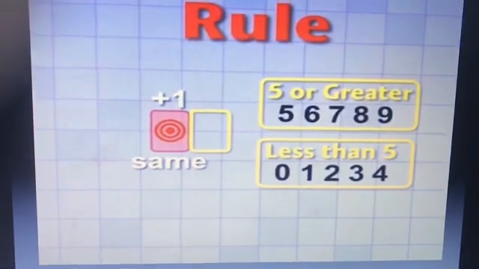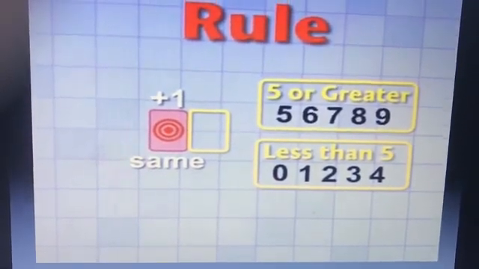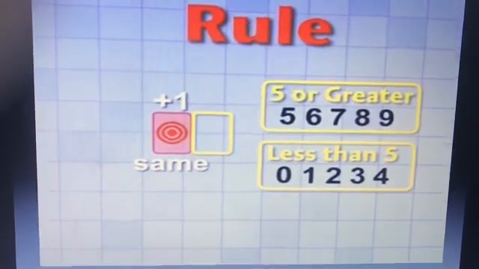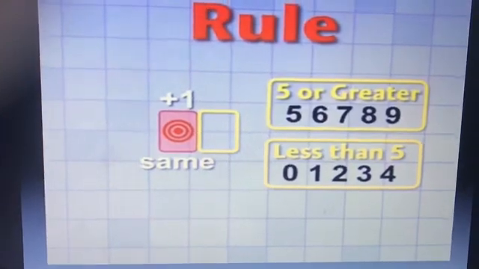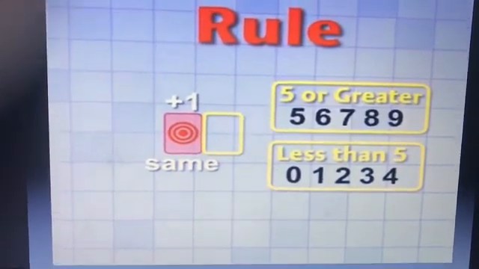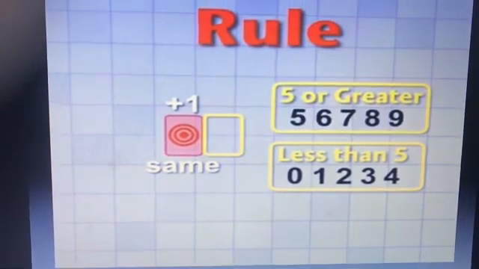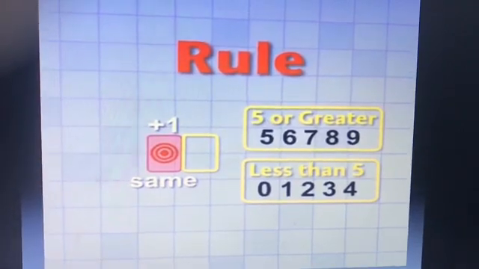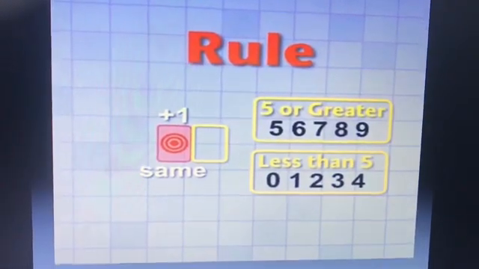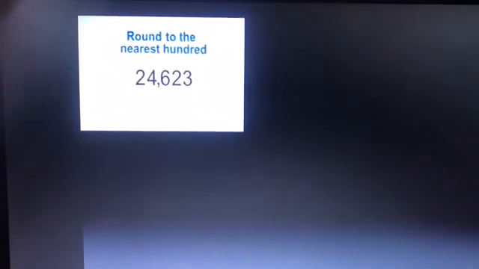If the digit to the right of the target digit is 5 or greater than 5, then we need to add 1 to the digit. And if the digit to the right of the target digit is less than 5, then we keep the target digit the same. After writing this digit, the digits to the right of this digit will become 0. So according to this rule, let's try an example.